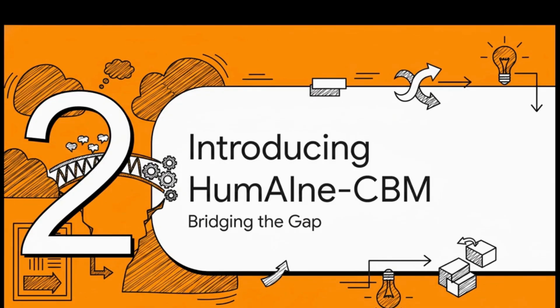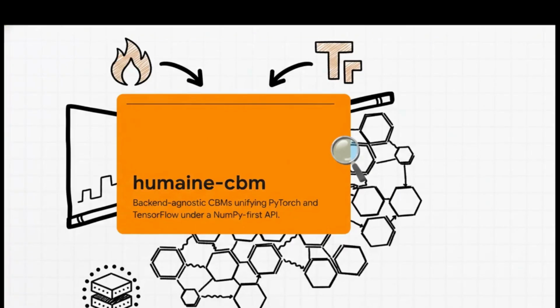Section 2. Introducing HumAIne CBM. Enter HumAIne CBM. This package provides backend-agnostic concept bottleneck models. The real genius here is that it unifies both the PyTorch image models and the TensorFlow tabular models under one single umbrella using a NumPy first API. Those phrases right there, backend-agnostic and NumPy first, are the absolute key. It means the library abstracts away all those messy framework details so you just don't have to deal with them anymore.